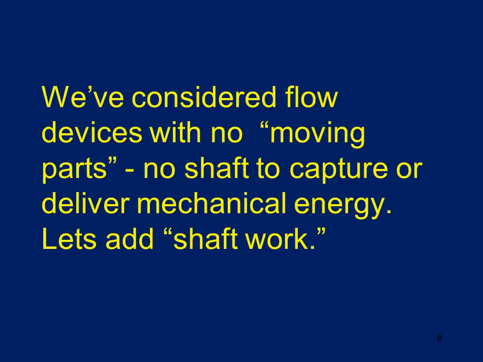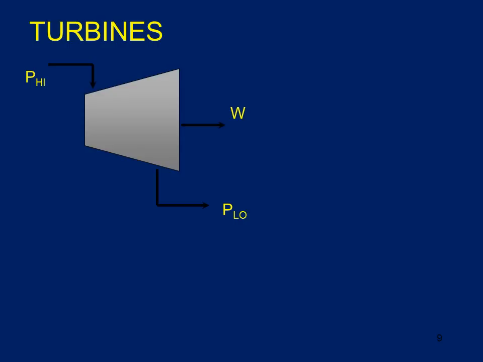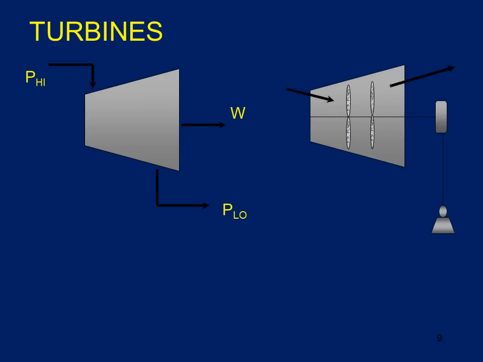Okay, we've considered flow devices with no moving parts, no shaft to capture or deliver mechanical energy. So let's imagine what we could do if we took that high pressure flow or high pressure fluid and then let it run across a blade of some sort. And that's what we call a turbine. We'll take a fluid from a high pressure, bring it into the turbine, and run it across the blades of a turbine. So you go through the turbine, spinning those blades as it goes through.